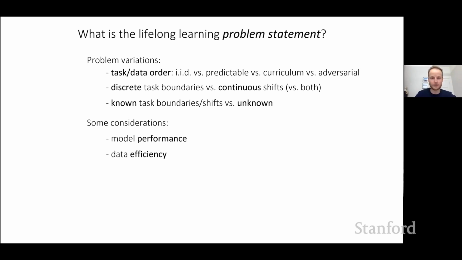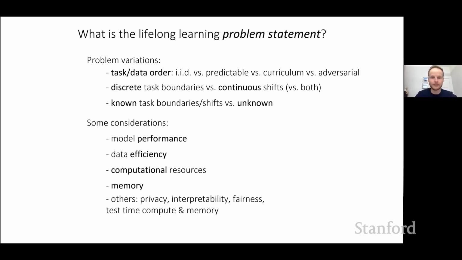And in terms of some considerations, a lot of them you talked about as well. So model performance. We can also look at data efficiency, how much data we need to achieve a certain performance. These are similar metrics to what we would use in standard supervised learning settings. We can also look at computational resources and the memory, so whether we need to keep all the old task data in memory or not, and what's the memory footprint of the algorithm. And then there are other things such as privacy, interpretability, fairness, and test time compute and memory. These are really important, and they're also important in supervised learning settings, and they also apply here.